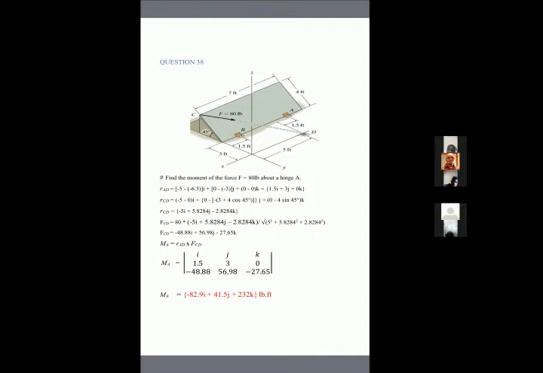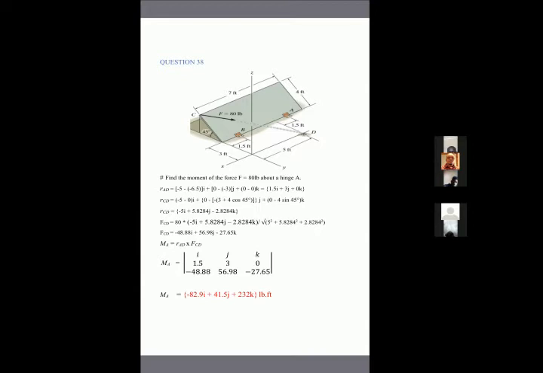So the magnitude of RCD means the X coordinate, which is 5 squared, plus the Y coordinate, which is 5.82 squared, plus the Z component, which is 2.828 squared. Multiplying by the magnitude 80 gives us the force 80 in terms of its vector components. So in the X, this 80 was negative 48.88. Then in the Y, it was 56.98. And then in the Z, it was negative 27.65.